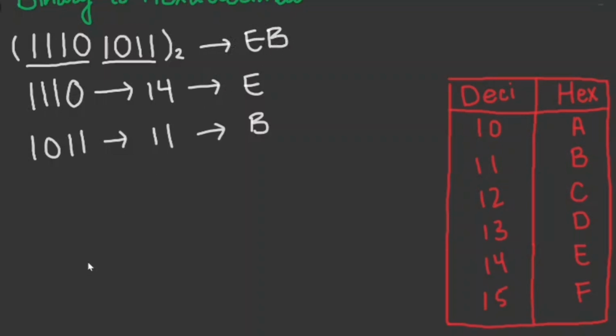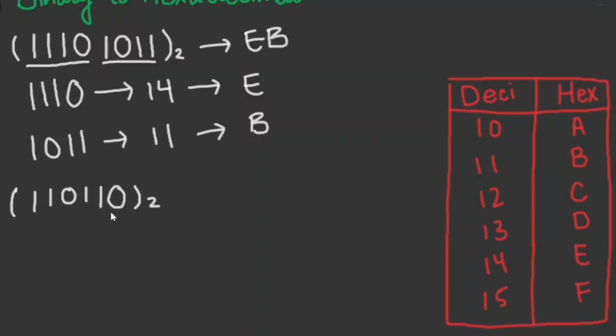Now let's take another example where our number of digits is not divisible by 4. Here it was 8, so it was divisible by 4. We made groups of 4. But if it is not divisible by 4, then what would we do? So let's take this example here. 110110.